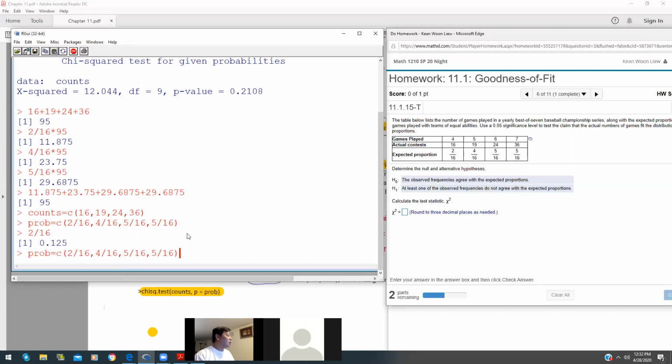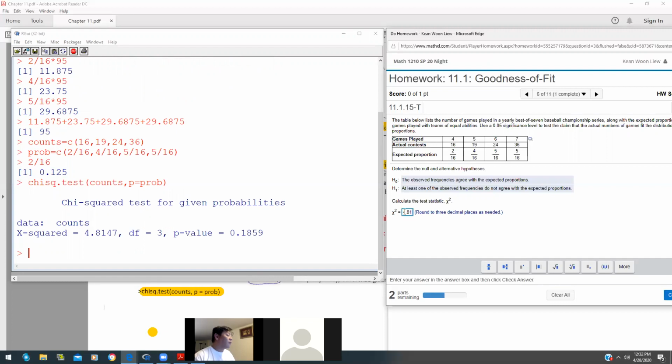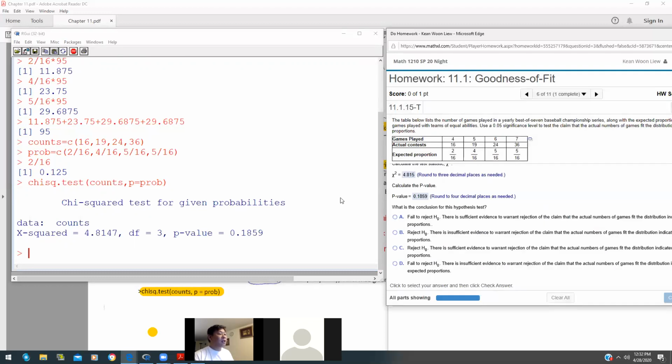Once you do this and run the chi-square test, your test statistic in this case will be 4.815 to 3 decimal places. And your p-value is 0.1859, to 4 decimal places. And then you do the conclusion, which I think you guys know.